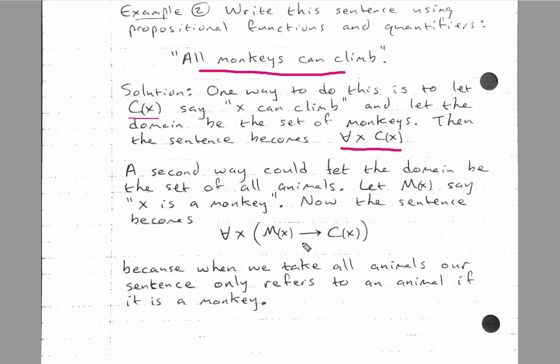We couldn't use, let's say, an and here. So for all x, m of x and c of x, so that's saying every animal is a monkey and it can climb. That's not what we're saying. Not every animal is a monkey.